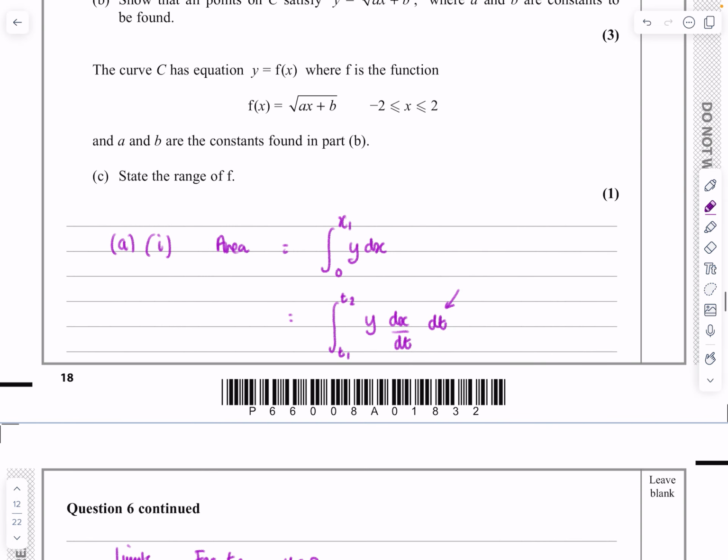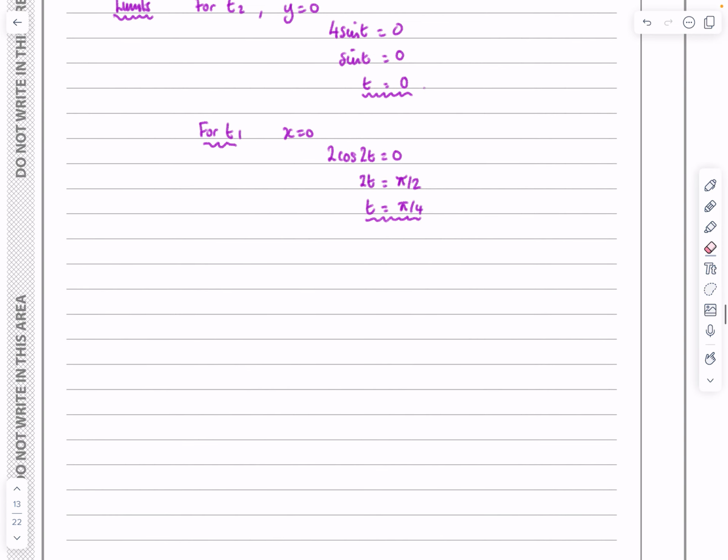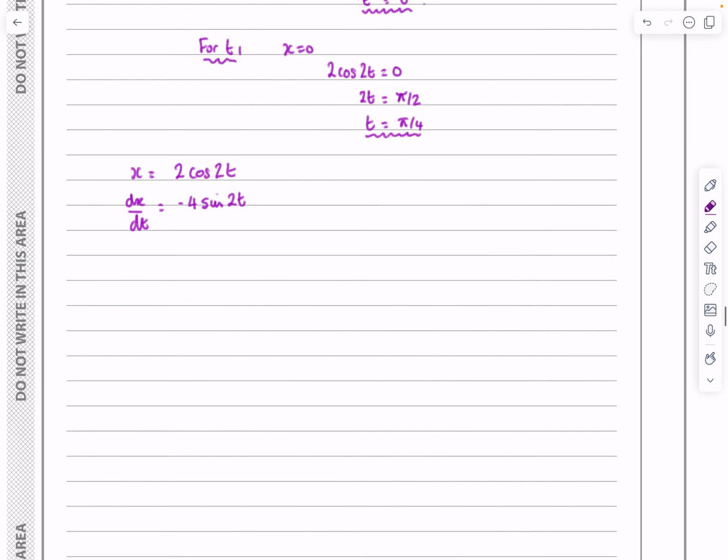Okay, so if I'm going back here, I've got this one, I've got this one. I know what y is, 4 sine t, but I've also got to find dx/dt in here. Let's just tie this up. So if I have that x is equal to 2 cos 2t, then dx/dt, differentiating that, the differential of cos is minus sine. Because we've got the 2 here, this is going to work out to be minus 4 sine 2t. If you're having difficulties doing something like that, you need to go back and do a little bit more work before you look at past papers.